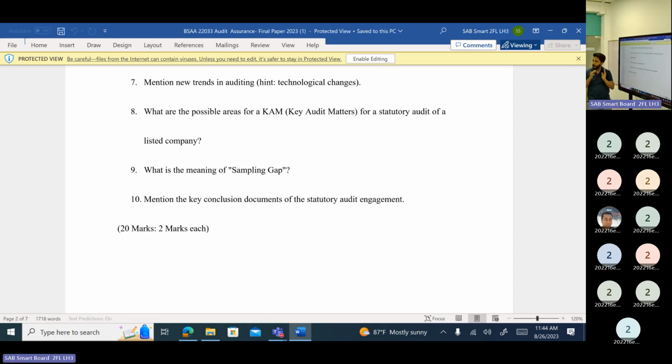If there's a gap between the results you got from the sample and the portfolio, that is the sampling gap. If you are a good auditor, once you are selecting your sample, you have to do proper sample selection. Otherwise, your sampling gap may be a significant gap. A significant sampling gap will reduce your audit quality. It means you are issuing an incorrect audit opinion, right? That's about it.